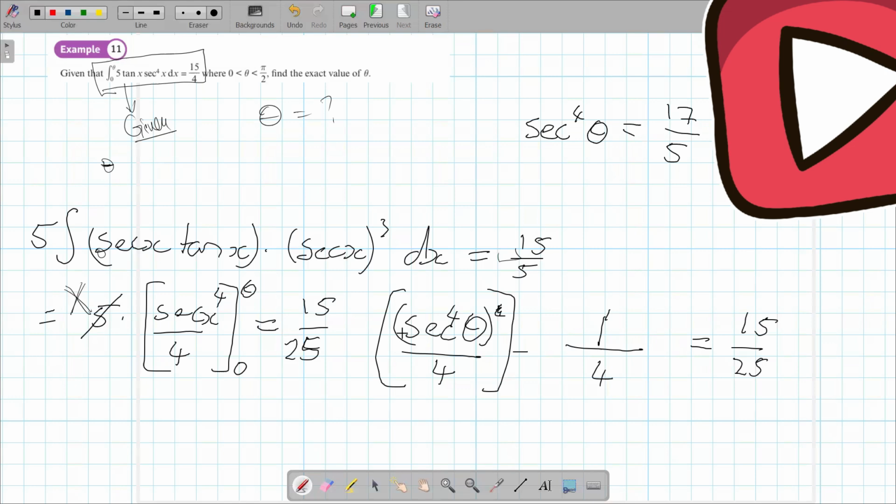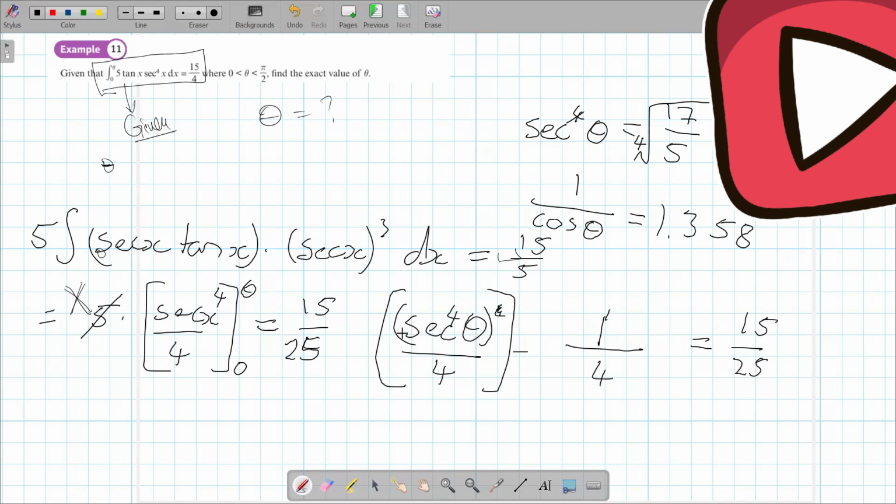Do I need to get rid of the power at any point? Yes. Can I just keep the root for it? Yes, take the fourth root. Okay, so 1 over cos theta equals 1.358.